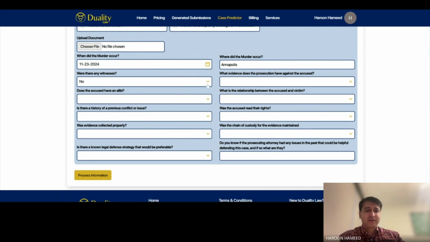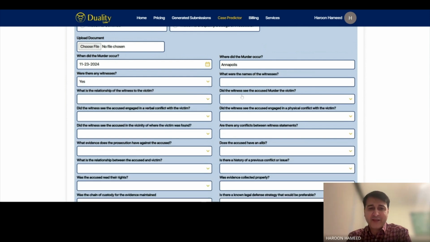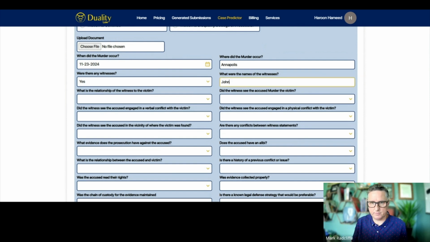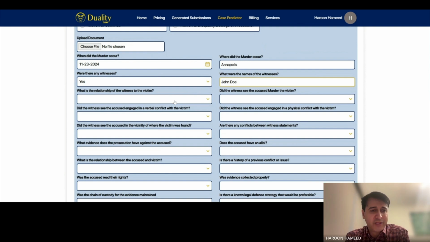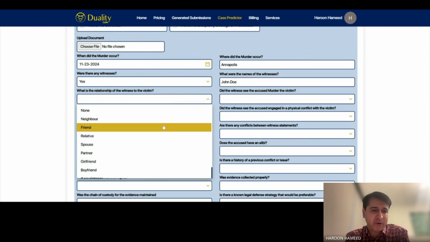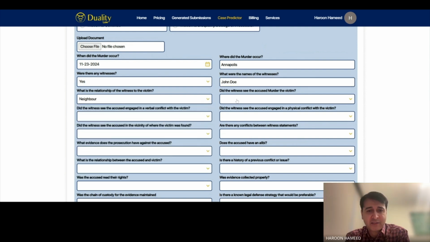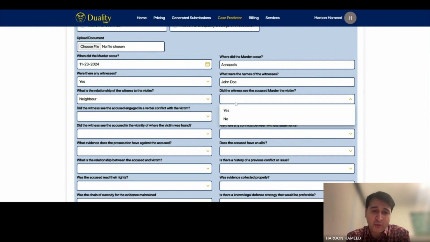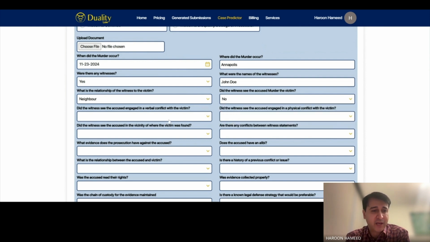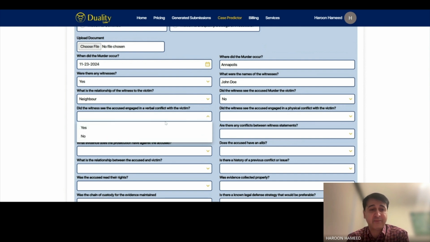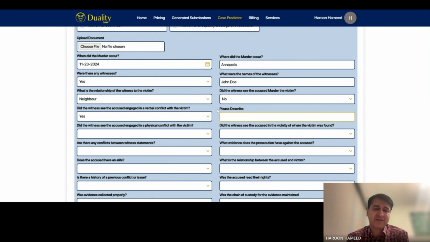Let's go with a witness. Yep. Let's make this a little tricky. The name of the witness will be John Doe. The relationship of the witness to the victim, neighbor. Sounds great. Did the witness see the accused murder the victim? No, because that would be pretty hard to get out of. Did the witness see the accused engage in a verbal conflict with the victim? We'll say yes. And then you said there was screaming about a lover's triangle.